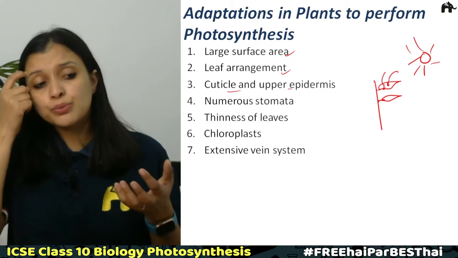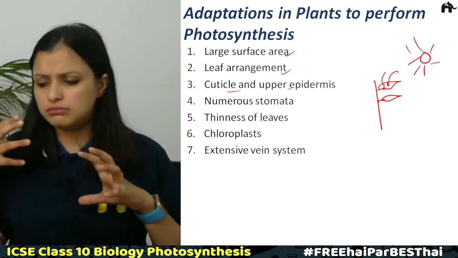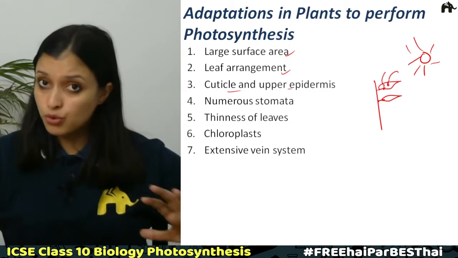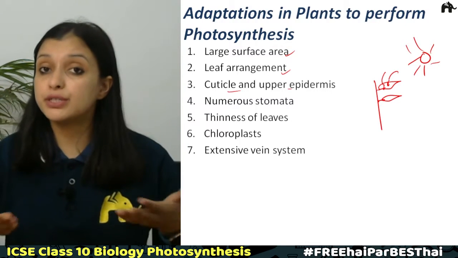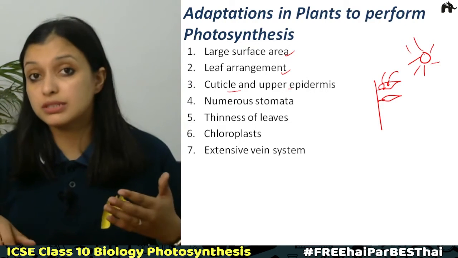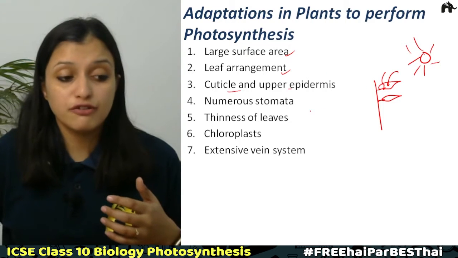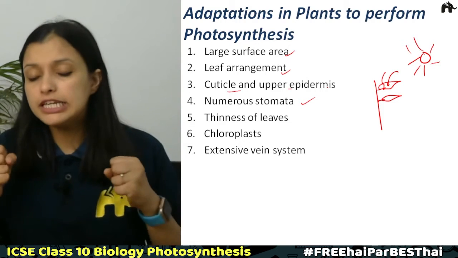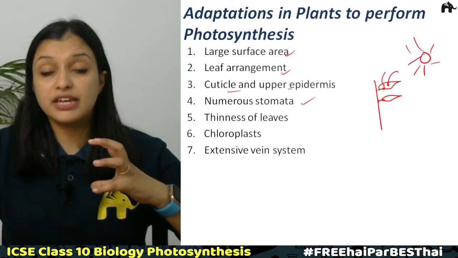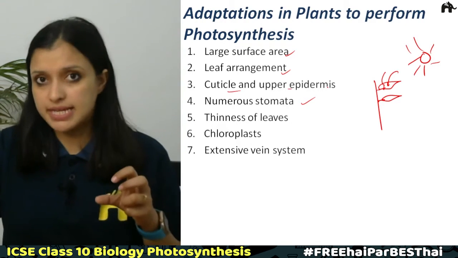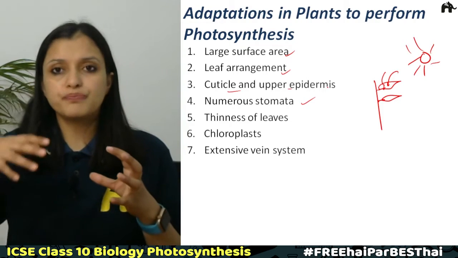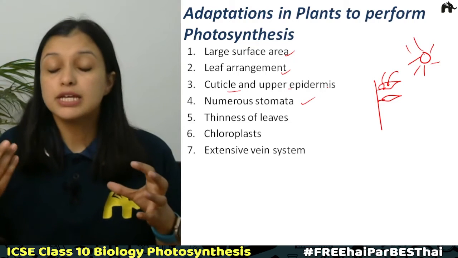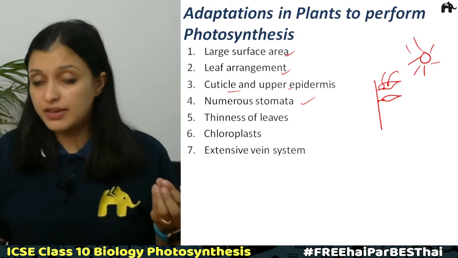Okay. Then numerous stomata. So now we know that this gaseous exchange all happens through the stomata. So if there are more stomata, more carbon dioxide will enter into the plants and they will be able to perform more photosynthesis when the light is present. So this is the fourth point, right? Now the next is the thinness of the leaves. Now if the leaves are thin, there will be a reduced distance between the cells, right? So this will lead to rapid transport of the things into the cell, right? So the thinness of leaves is again a very important point.